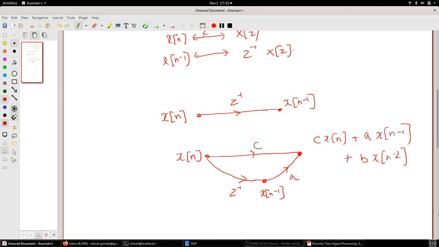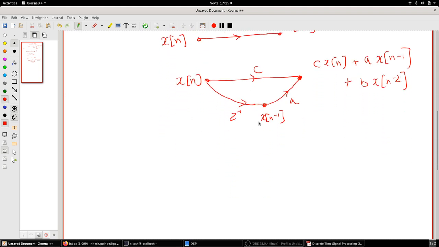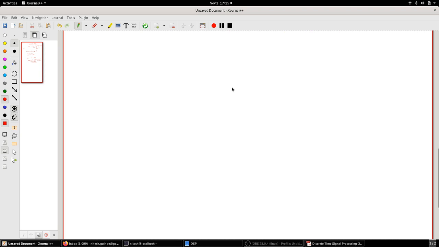Plus now I've got to add b into x of n minus 2, right? One way of doing that is I could have this guy delayed by another z inverse and I add it here. So this is my x of n minus 2 and this is scaled by b. So the expression at this node is y of n, which is c into x of n plus a into x of n minus 1 plus b into x of n minus 2. So this is a signal flow graph representation.